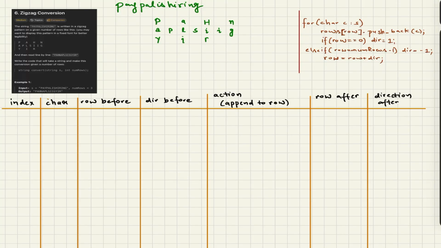Hello everyone, this is LeetCode problem number 6, Zigzag Conversion. Here we are given a string, "PAYPALISHIRING", and it is written in a zigzag manner, and then we have to read it row wise. So basically when they say zigzag, this is what they mean. This is how it is written.